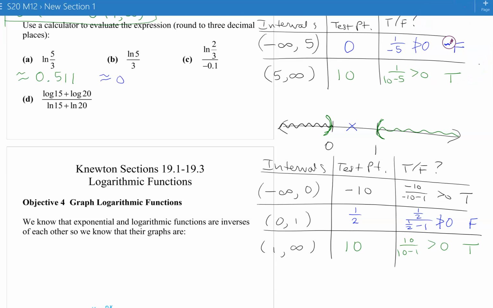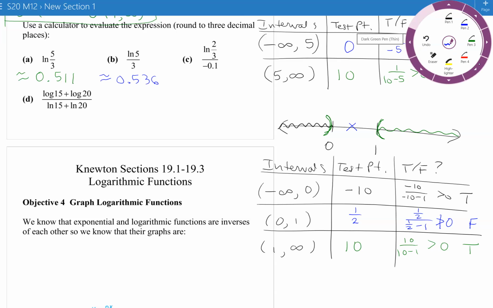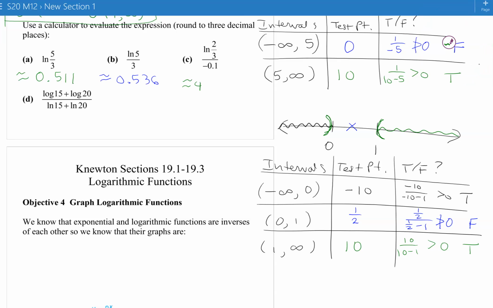So then B, I'll have 0.536. I'm getting 4.055. And for D, I'm getting about 0.432. So make sure you can reproduce those with your calculator.